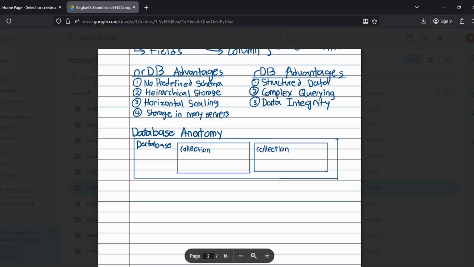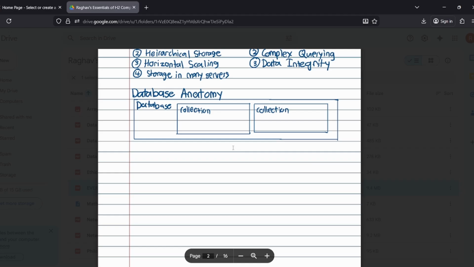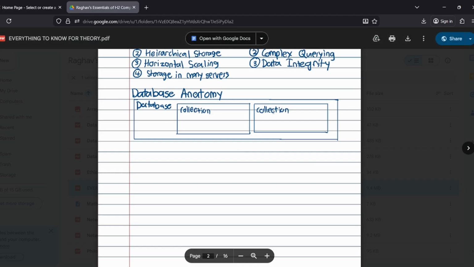So for relational, the advantages are structured data, so it's very clean. Complex querying, which means you're allowed to make more complicated queries with all of your selects and all of your weird stuff that SQL allows you to do. And then you have data integrity, which is made sure, which is good. Then, a database anatomy is very similar: database, collection.